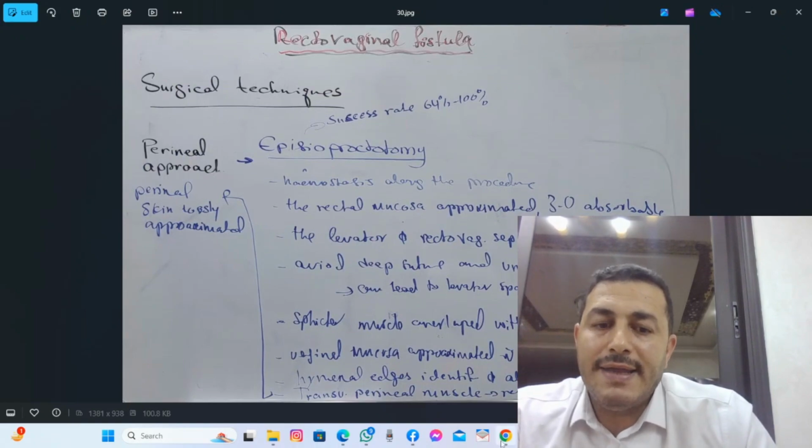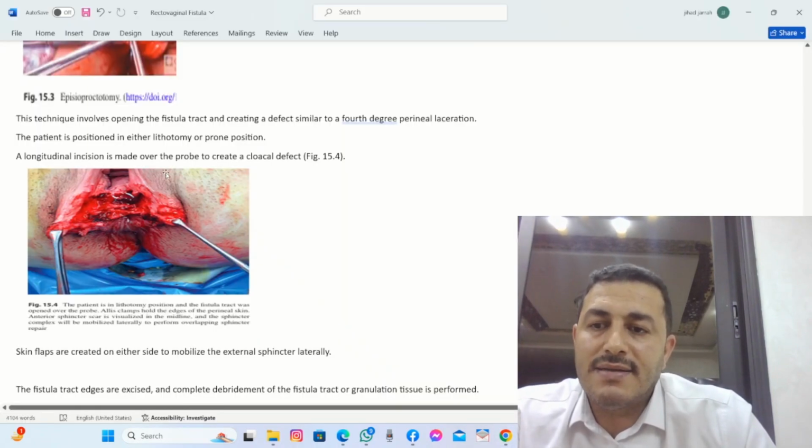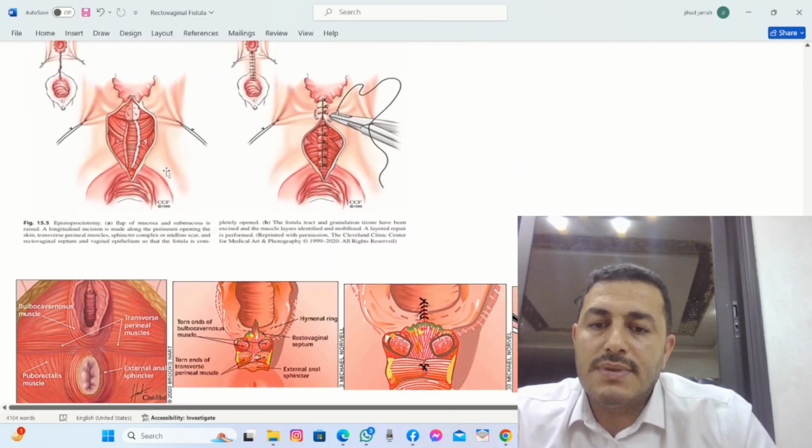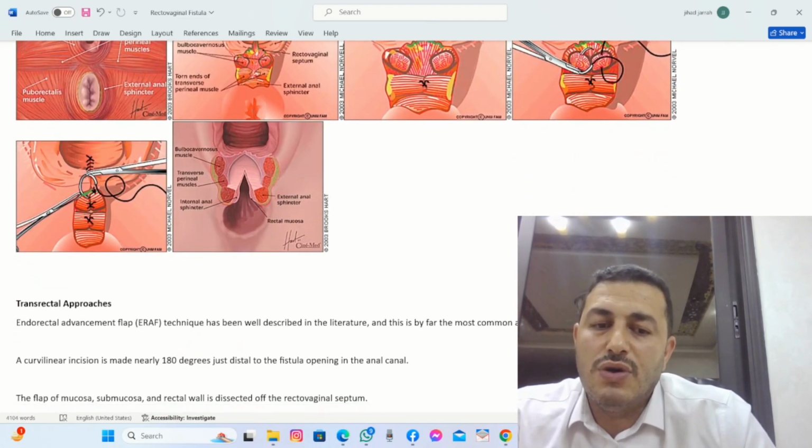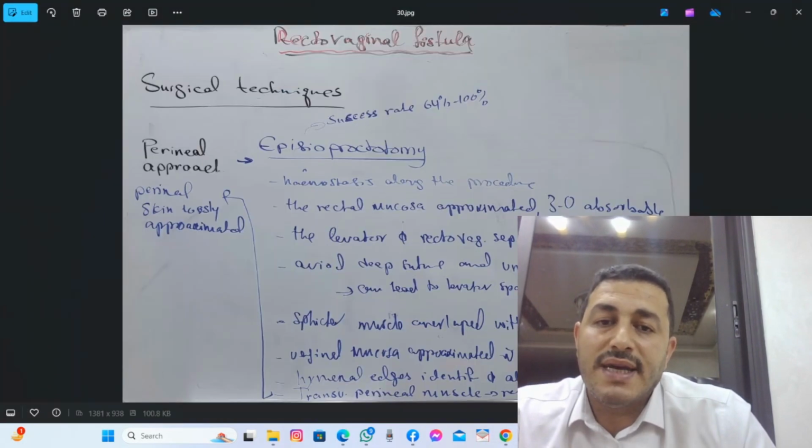Actually, the skin as a last step, some surgeons leave it open to heal by secondary intention, or loosely approximated. The rectal mucosa is closed with absorbable suture, preferably 3-0, and also the vaginal mucosa is approximated with a 3-0 absorbable.